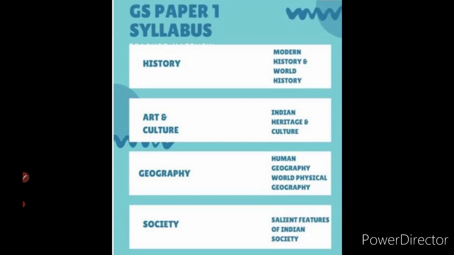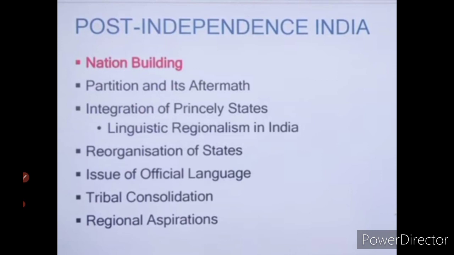So we have salient features of Indian society basically in it. We will start with post-independence India: nation building, partition and its aftermath. Basically, what kind of partition was done and what happened after it. Aftermath means what happened after it.